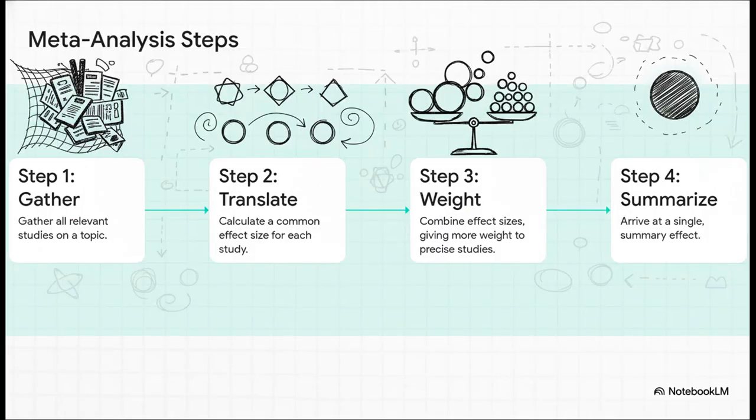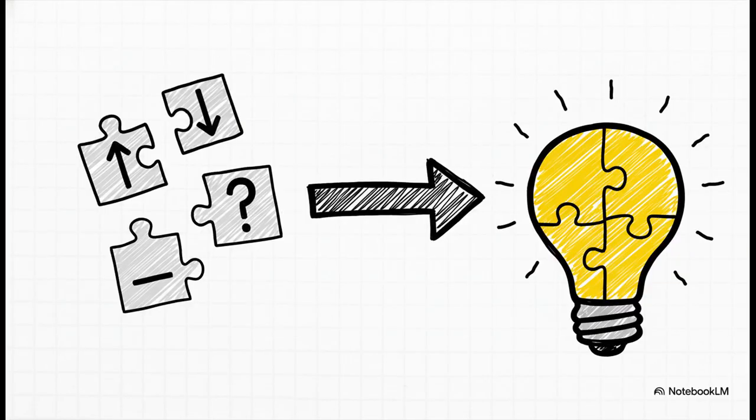So the whole process of a meta-analysis becomes pretty straightforward. First, you gather up all the studies on a topic. Then you translate each one into that common effect size language, and then, this is the most important part, you combine them. But you give more weight, more influence to the bigger, more precise studies. And from all that, you get a single, weighted average summary effect. And through this whole process, we can finally see the big picture. We move past all the confusion from individual studies and start to understand what the entire body of scientific evidence is actually telling us.